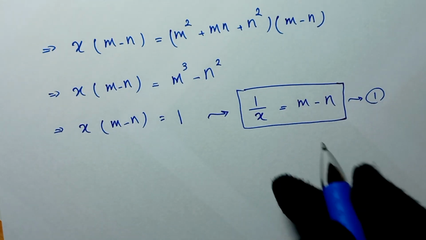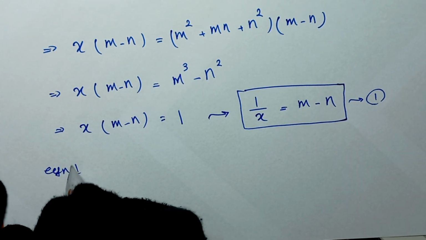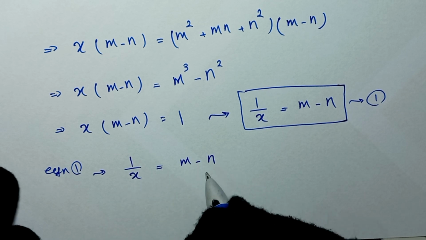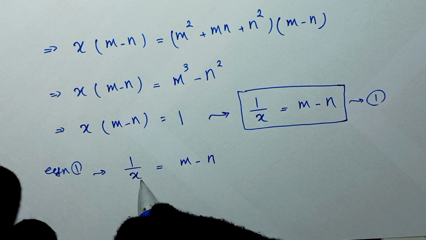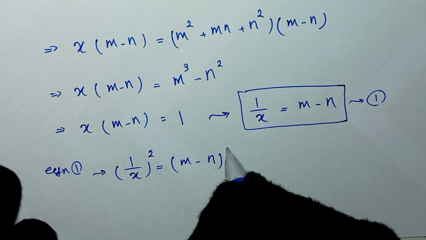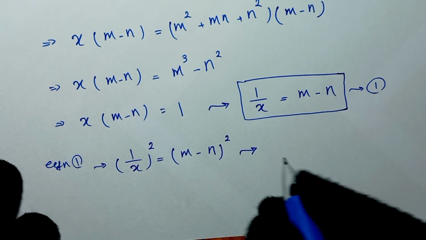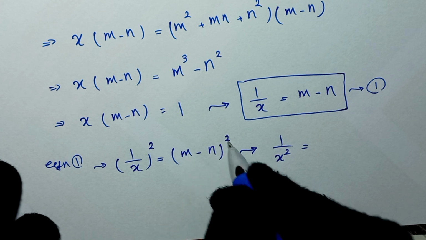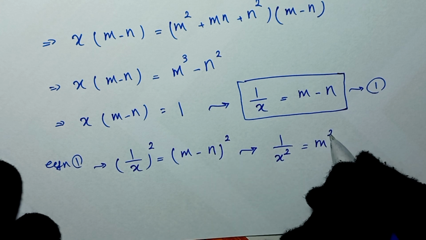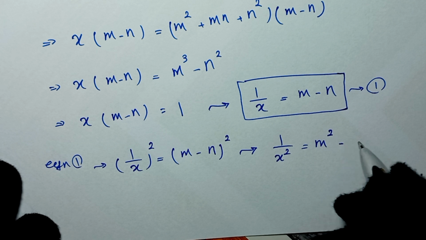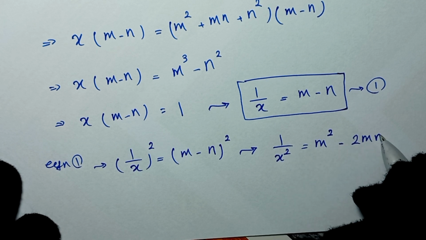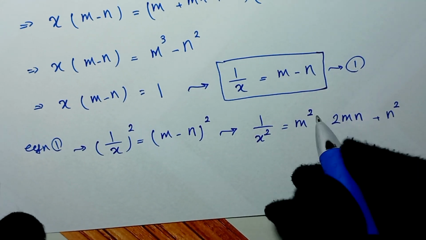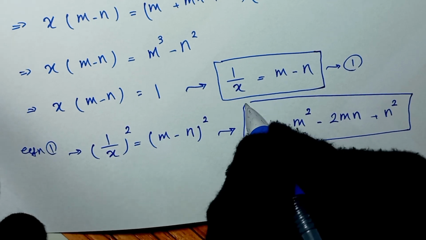In next step, from equation 1, we have 1 over x is equal to m minus n. And we square both sides of the equation, so this to the power of 2 and this to the power of 2, and it will be 1 over x squared is equal to m squared minus 2 times m times n, and plus n squared. And we let this as equation number 2.